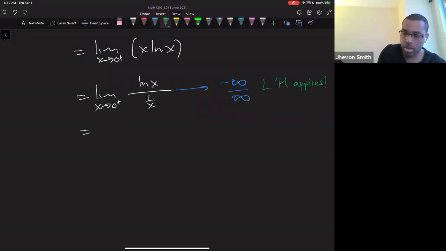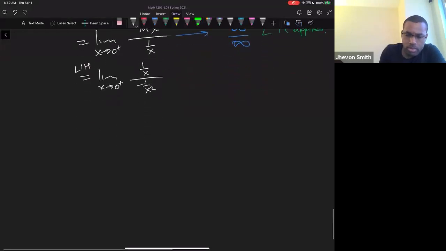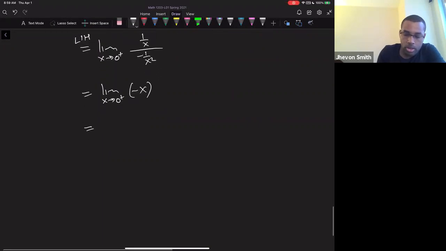So I'll take it to the hospital right now. and the limit would become 1 over x divided by minus 1 over x squared. I can simplify that. Comes minus x. And as I approach 0, I get 0. So is that the answer, 0?